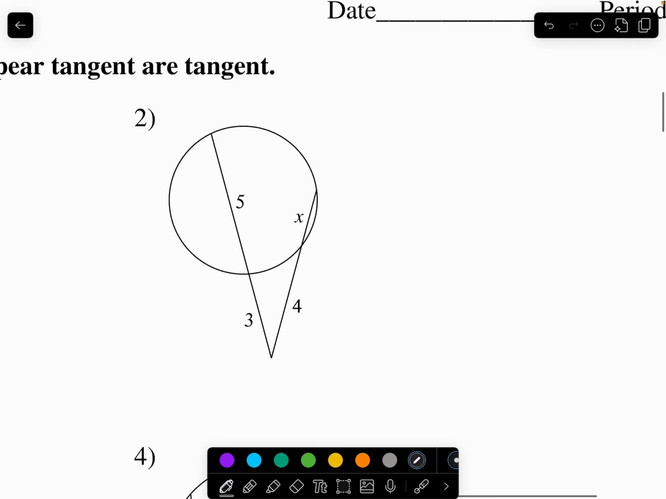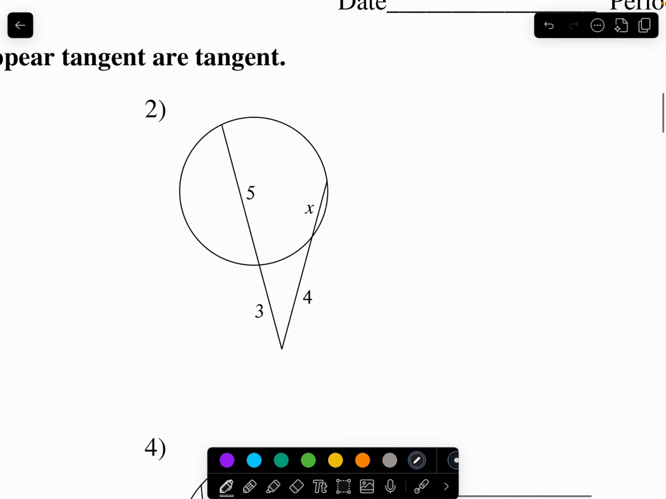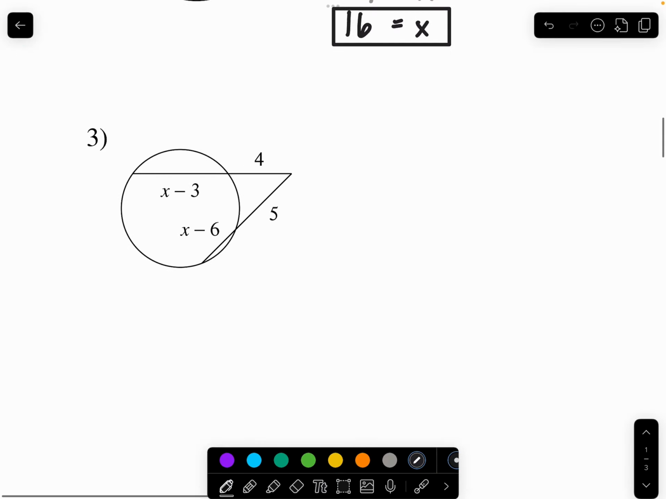Okay, try number 2. Make sure you use your notes to figure out which formula to use. Number 3.